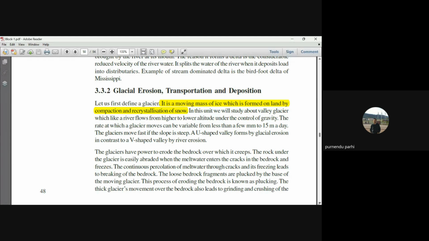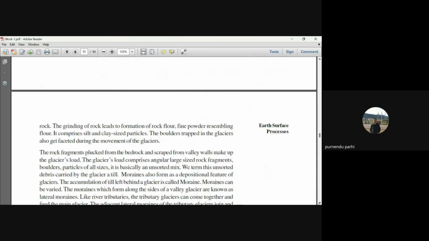And the thick glacier movement over the bedrock also leads to the grinding and scratching of the rock. The grinding of rock leads to the formation of rock flour, a fine powder resembling flour. It comprises silt and clay sized particles. The boulders trapped in the glaciers also get faceted during the movement of the glaciers.